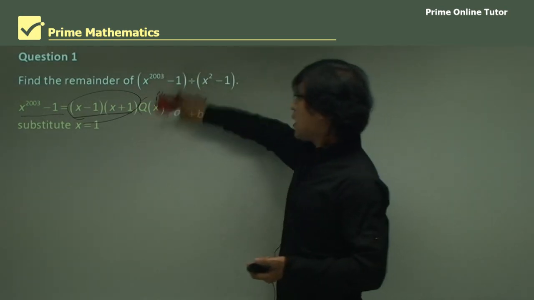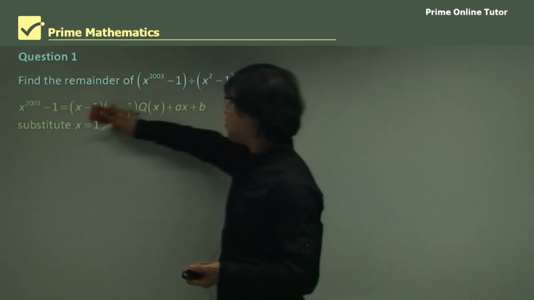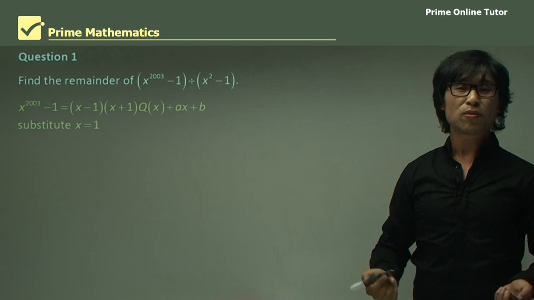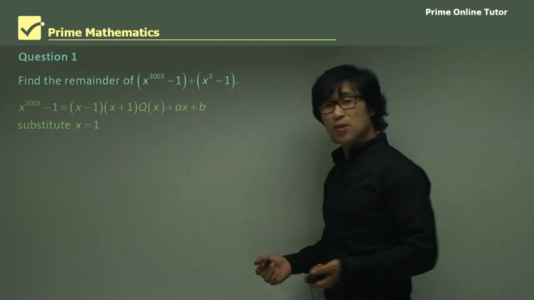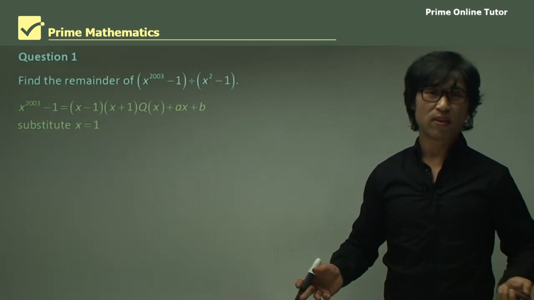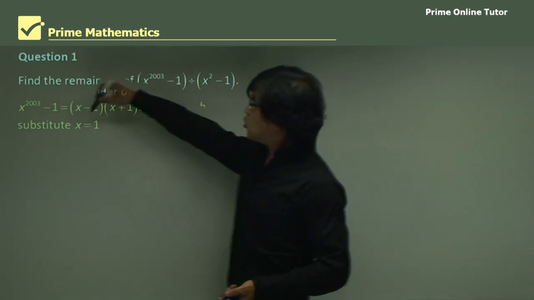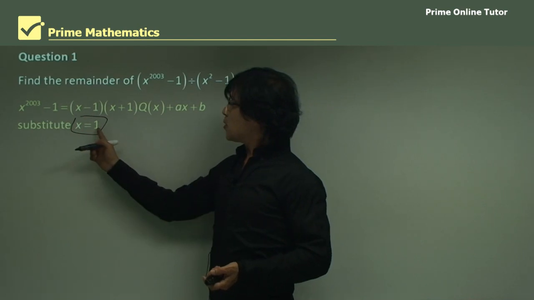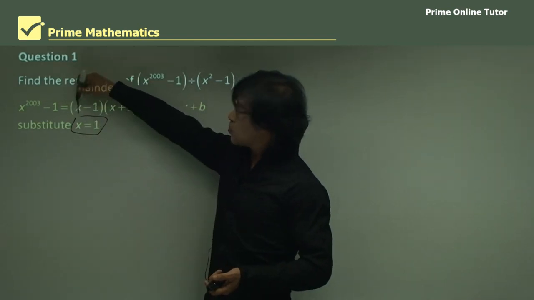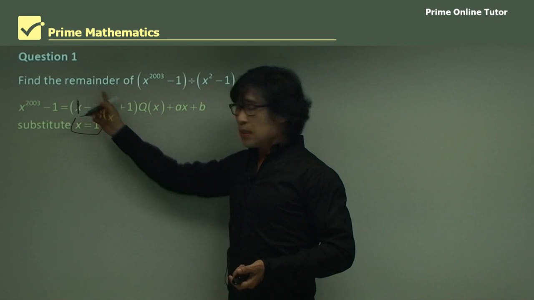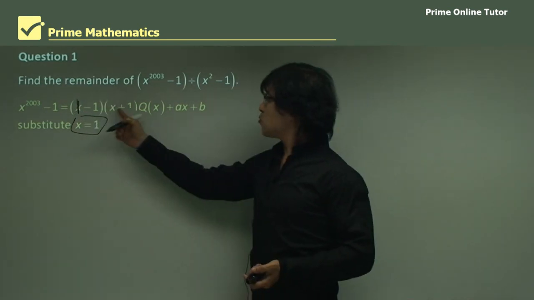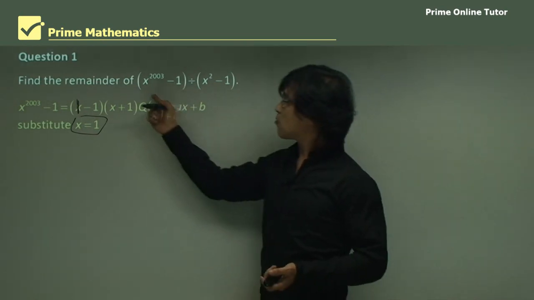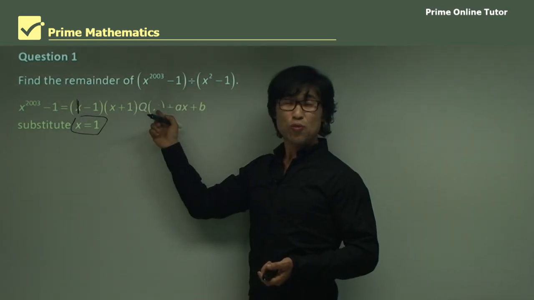How do I know to substitute x equals 1? Why not x equals 20? Why not x equals negative 5 or 3, whatever? The reason you choose this number is this: when x equals 1, this factor equals 0. So 0 times whatever, this term will be completely 0. That's why we don't have to worry about what the value of Qx is.